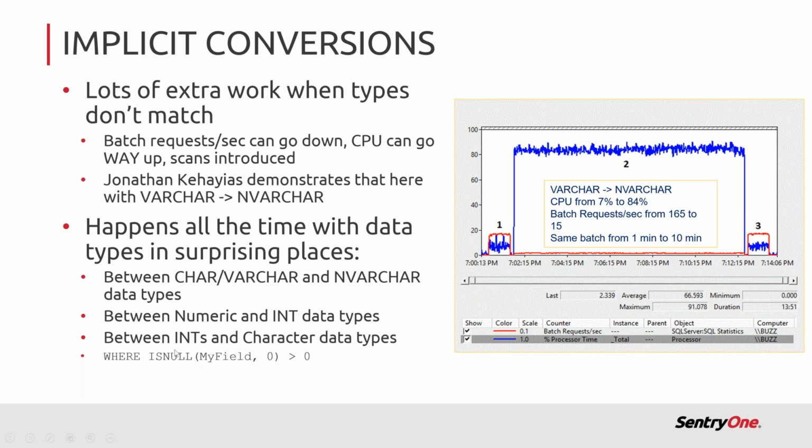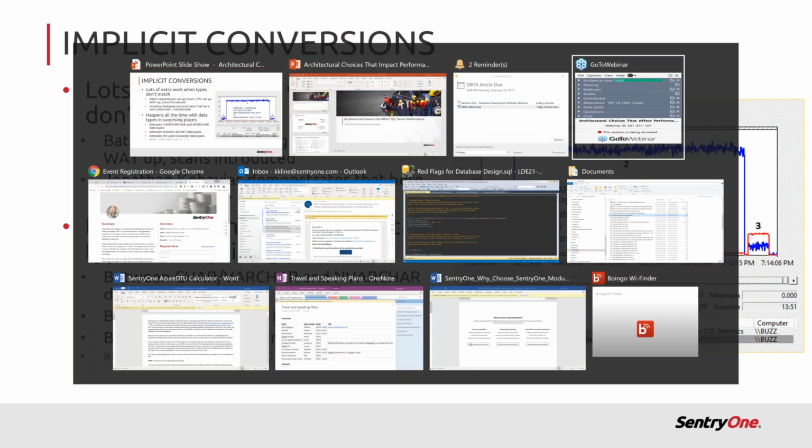And the other really, really sneaky problem about implicit conversions is that whenever you put a function call, like ISNULL here in the example, on an indexed column, SQL Server can't use the index. So you lose that capability. So let's take a look at the example I've got here.